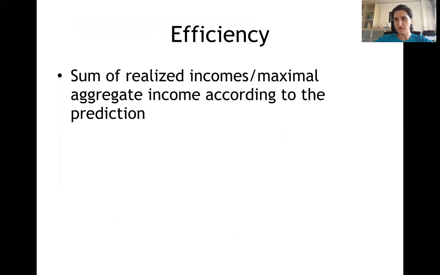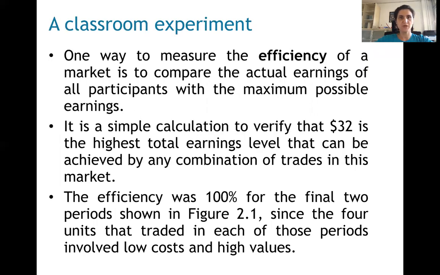It is the sum of realized incomes divided by maximum aggregate income according to the prediction. So you need to predict the total welfare from the trade, and this will be in the denominator. In the numerator, you are going to have the realized incomes from the experiment. So we are measuring the efficiency by this. One way to measure efficiency of the market is to compare the actual earnings of all participants with the maximum possible earnings.